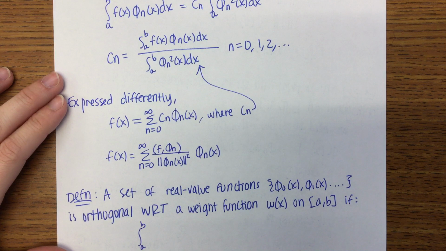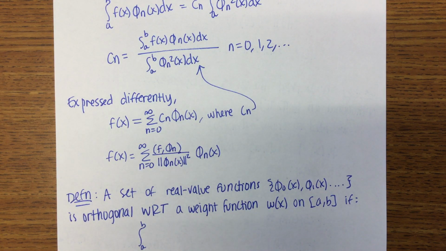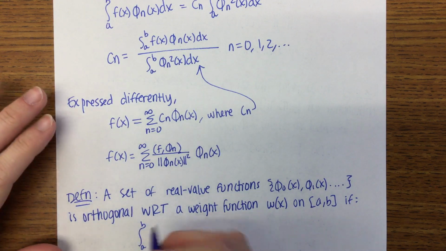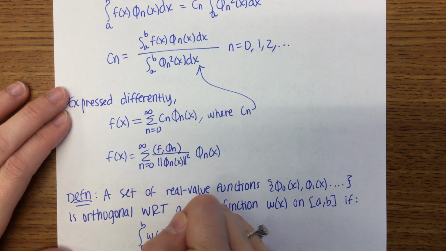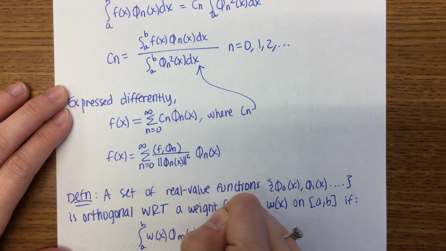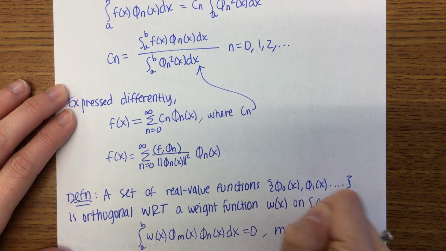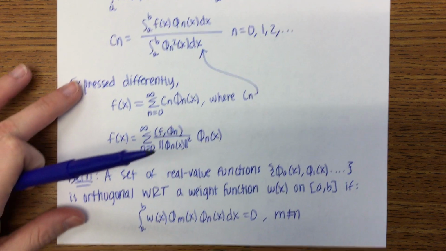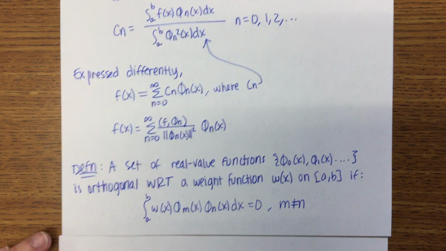I'm going to take the definite integral of the inner product, but I'm also going to throw weight in. So I'm going to have weight and then the inner product of any of those two functions, if that equals 0. So taking the inner product but then multiplying weight in also gives us 0 when m does not equal n. We say that the set of functions is orthogonal with respect to a weight function.